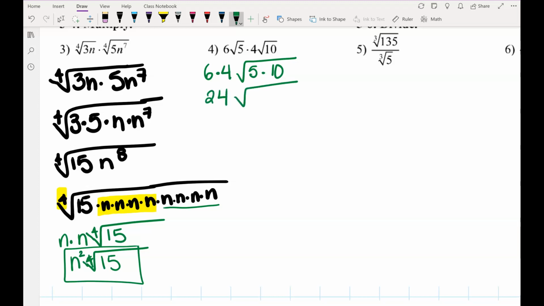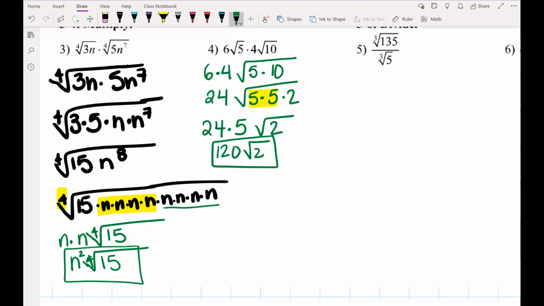Now, on the inside, you have 5 and you have 10. I'm going to break that up to 5 times 2. I have a set of 5 here, and it's square root, so that means I can take that out. So now the radicand is just simply 2. So now on the outside, you have to simplify what 24 times 5 is. And so our final answer is 120 square root of 2, just like that.